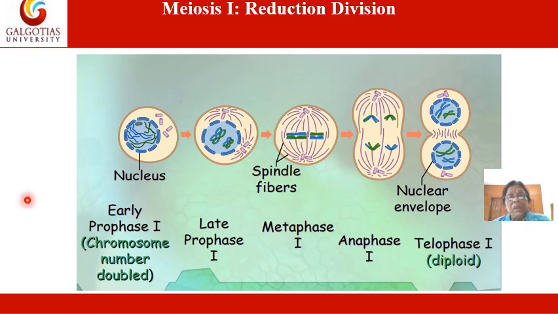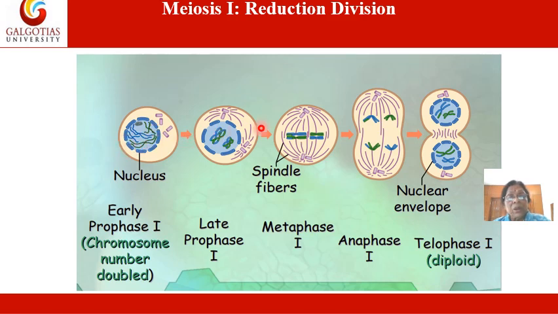Now, this is again explaining the same thing. Meiosis 1 is a reduction division, and these are the different phases. This is the nucleus, and these are the centrioles. Now, what happens during early prophase 1? What happens during the S phase? Already the DNA has synthesized its replica, and each chromosome has 2 sister chromatids.